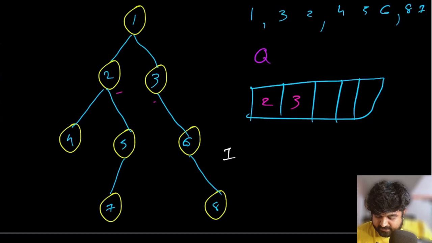Now again for 2 and 3, 2 has children that we haven't iterated over. So who are the children of 2? 4 and 5. Mark them here, and same way get rid of 2. So 2 has been taken out, and now currently the entries are 3, 4 and 5 inside our queue. Again 3 can be kicked out by adding 6 at the end of the queue. We added 6 at the end of the queue. Awesome. Now 3 is also out. Currently the entries are 4, 5 and 6.